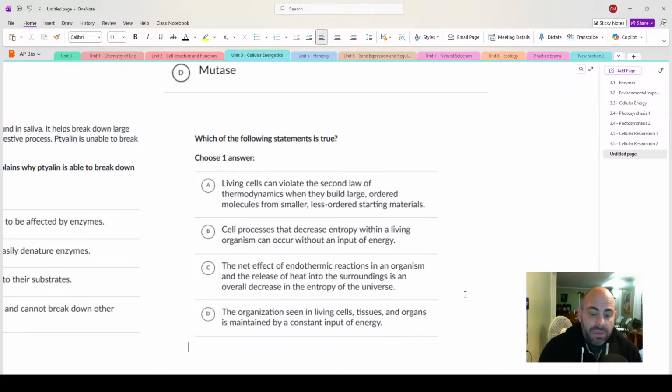I don't even know what it is, but let's look at it. The organization seen in living cells, tissues, and organs is maintained by a constant input of energy. That is correct. That one, they didn't even try on the wrong answers.